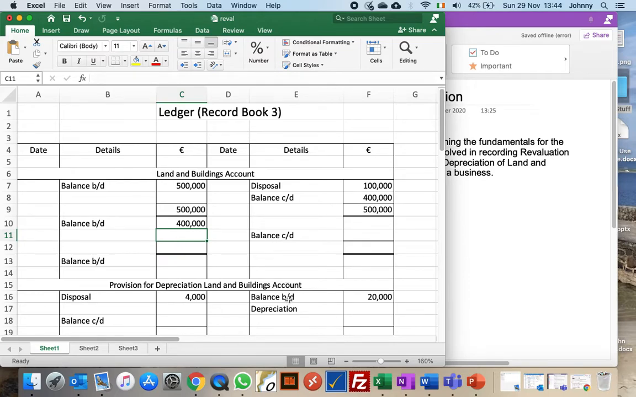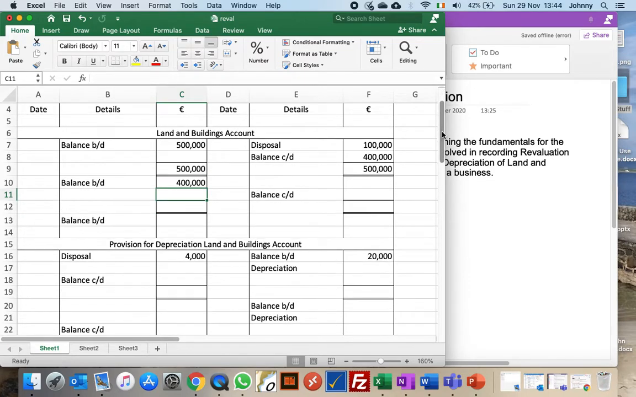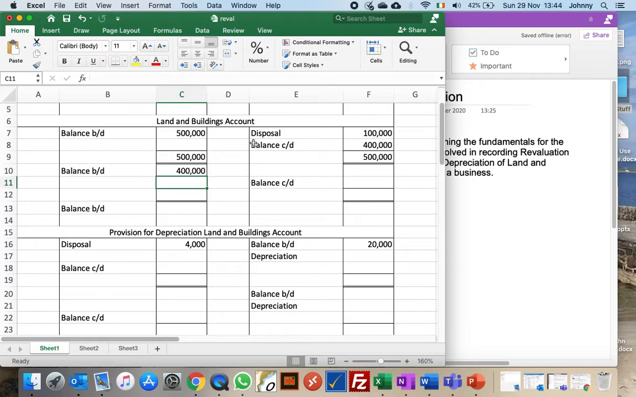Now, if we just look at what all happened in the first year of this business, the event that happened was that we have to handle our land and buildings as we dispose of something. But we still had buildings at the end of the year that we have to depreciate.